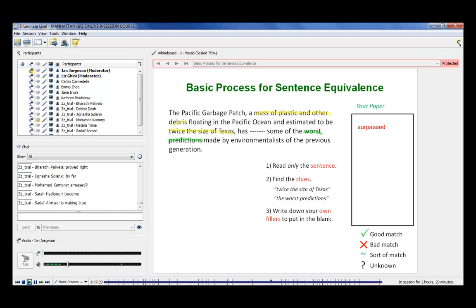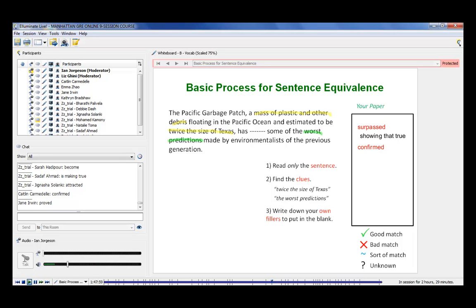Yeah, and then other people are saying maybe it's not going beyond the predictions, but maybe it's making the predictions true, or showing that the predictions are true. I don't know, what's a good vocab word for that? Showing that the predictions are true. Okay, I like that. Confirm. Let's write that down. So I'll write down confirmed. Confirm some of the worst.